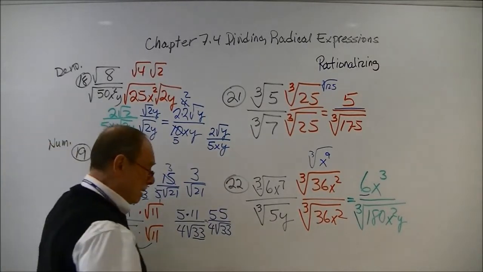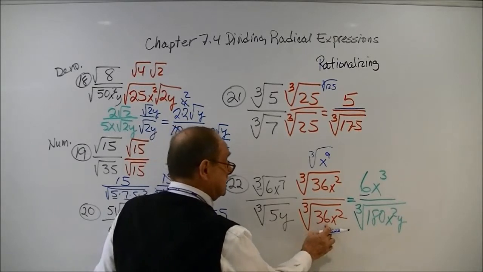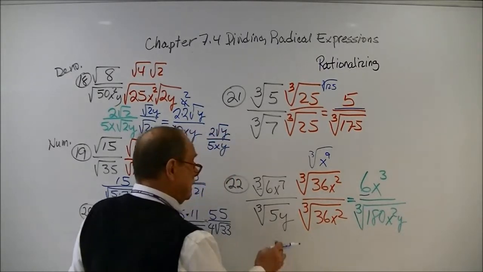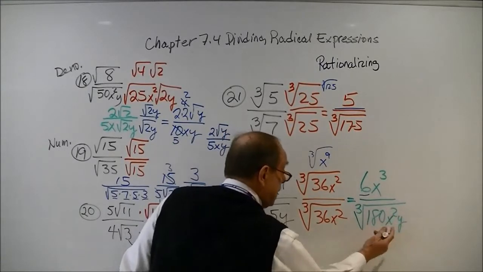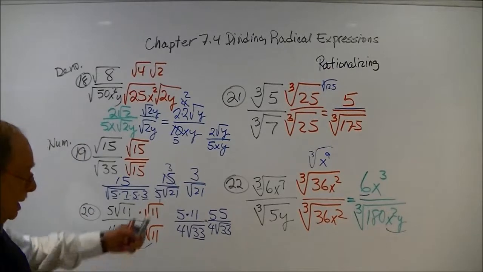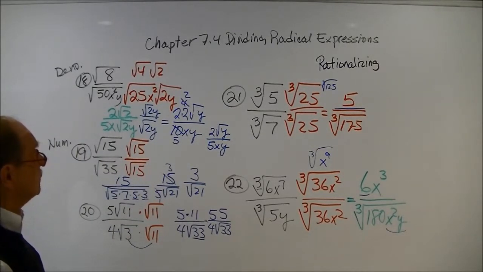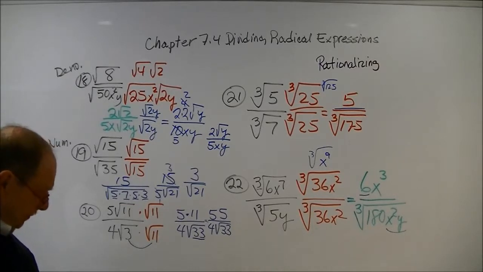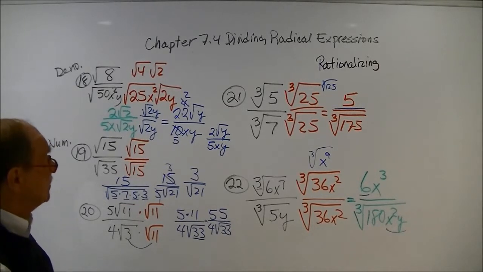Now I just multiply my denominator. 5 times 36 is 180. Y times x squared is x squared y. I put them in order. We're allowed to change the order of it. And then this winds up section 7.4. We'll be going on to 7.5.